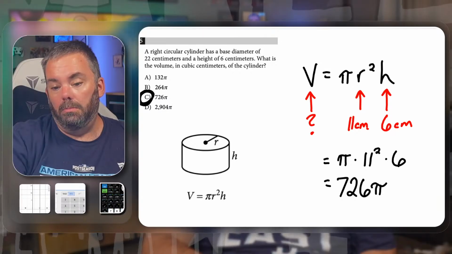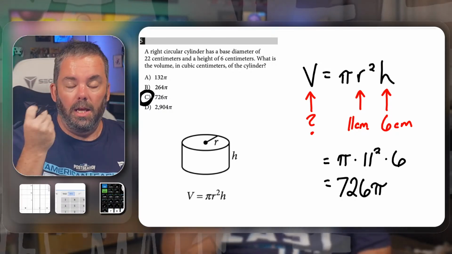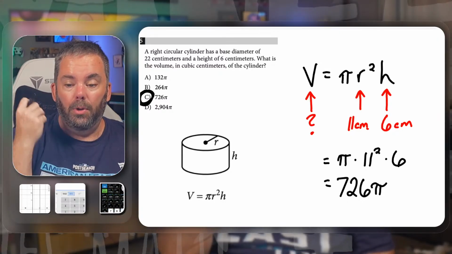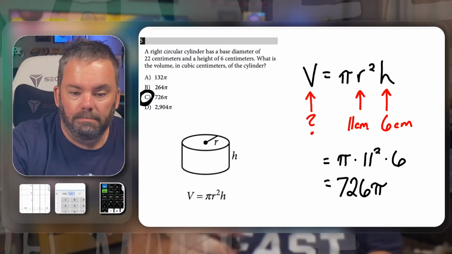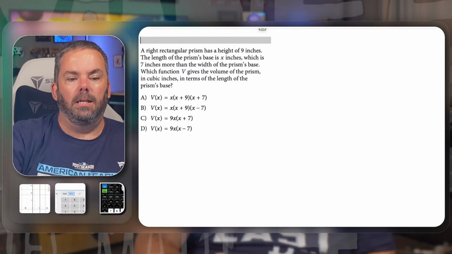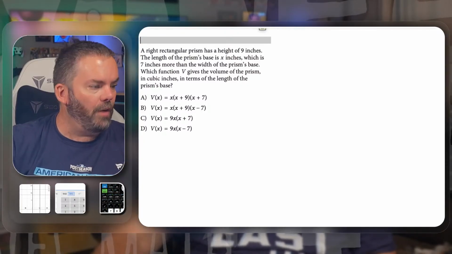So there we go. We grabbed the volume formula from the reference sheet. It had 3 variables. We put in numbers for 2 of them and found the third. That's it. All right, here we go. A right triangular prism. We want the volume of it.